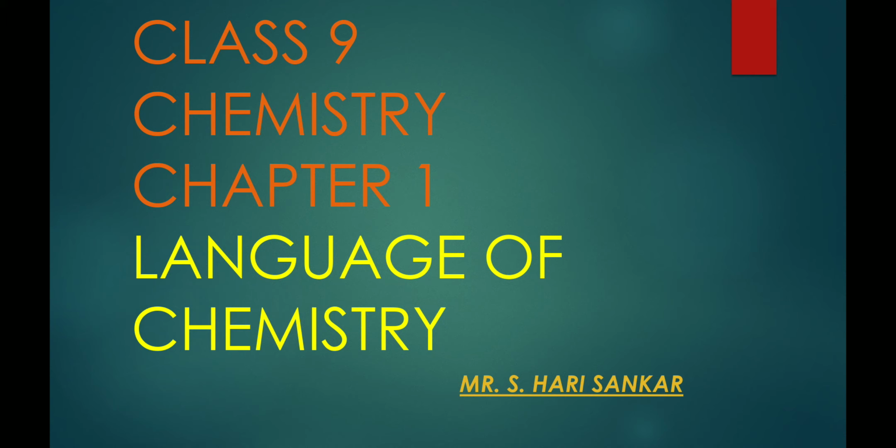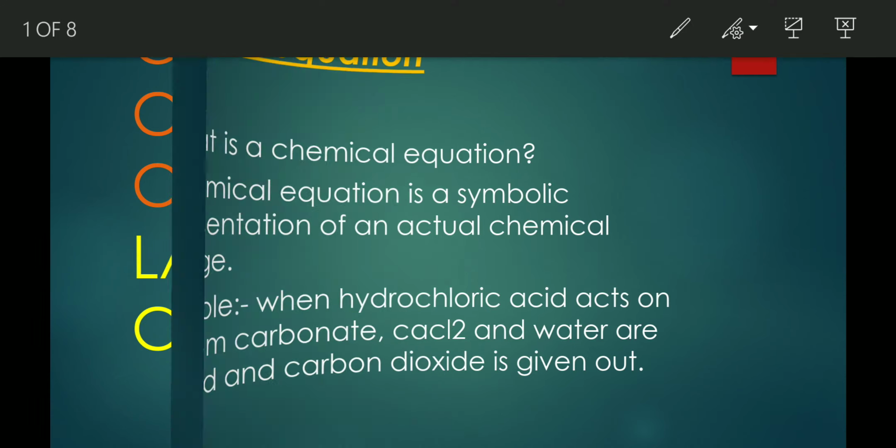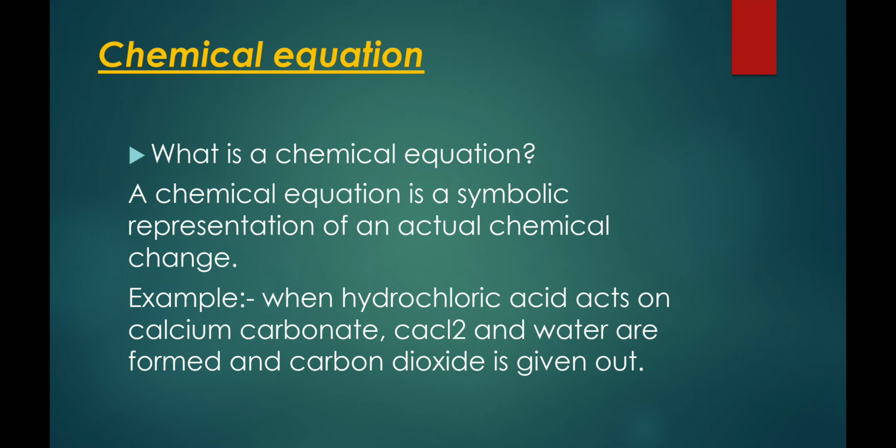This video gives us information about chemical equations. Let us learn what a chemical equation is. A chemical equation is a symbolic representation of an actual chemical change. To understand this statement, let us take an example.